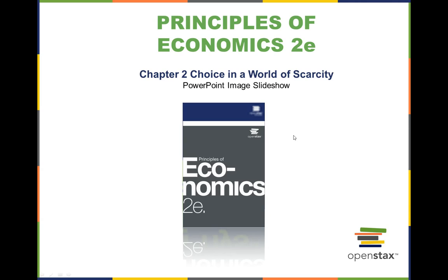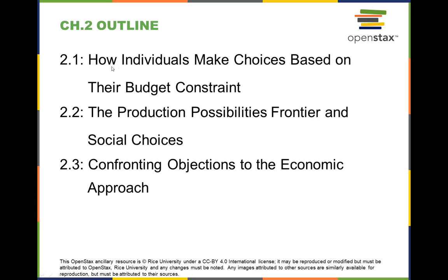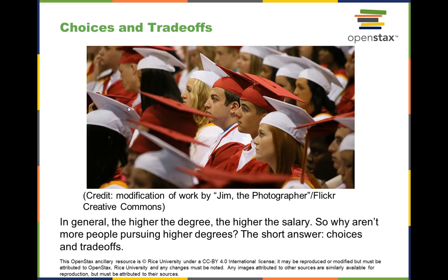The second part of this goes over choice in a world of scarcity, and we'll talk about how individuals make choices based on the budget constraint, the production possibilities frontier, and social choices, and confronting objections to the economic approach. In general, the higher the degree, the higher the salary. This is a common thought today. So why aren't more people pursuing higher degrees? And the short answer is choices and trade-offs.